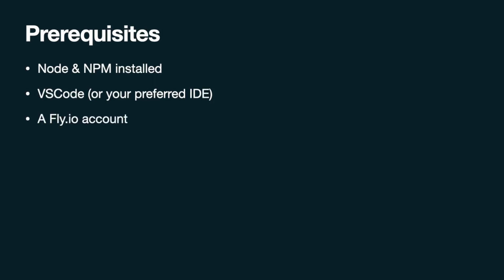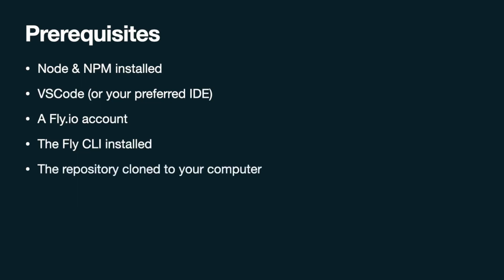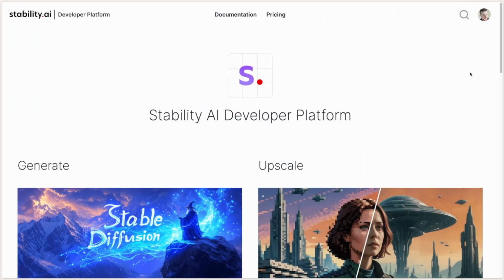Next, you'll need a fly.io account, since that's where this entire thing is going to be hosted. You'll also need the Fly CLI installed locally in order to build and deploy the application into your Fly account. And then finally, you'll have to have the source code repository cloned to your computer. A link to the source code on GitHub will be in the description below, so go ahead and clone that down before moving forward.